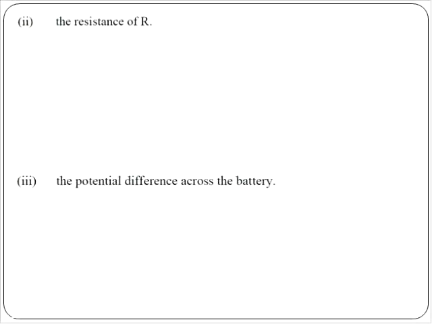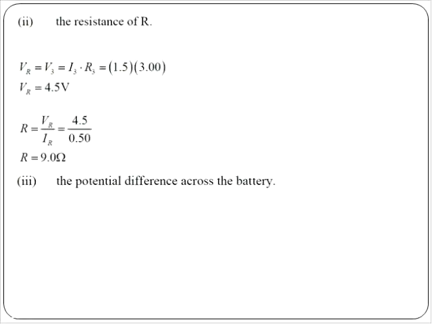So that's one way to do it, and you'll see the solution here done like that. VR equals V3, because they're 2 parallel branches. And V3 is I3 times R3. So VR is 4.5 volts. And then you can find the resistance by saying VR over IR.